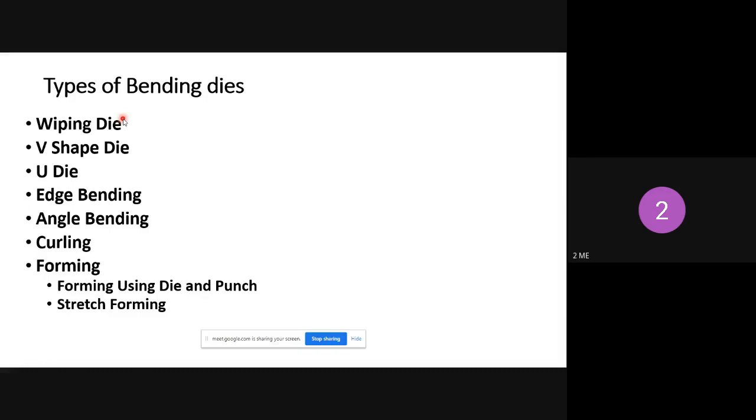Understood, right? Also note down the different types of bending dies. We'll discuss them one by one, and also what is the use of the different types of bending dies. So the first one is bending dies: wiping die, V shape die, U die, edge bending, angle bending, curling, and forming. In forming there are two types: forming using die and punch, and stretch forming. These are the two types of forming process.